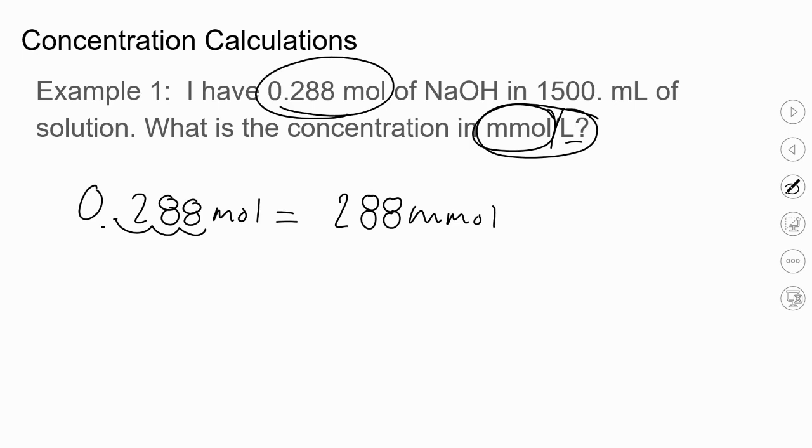Okay, and that makes sense because this is a smaller unit. So we need a bigger number of a smaller unit to represent a bigger unit with a smaller number. Okay, so we have millimoles, that's our top number. Now we need liters. We have 1,500 milliliters. How do we get that to become liters?